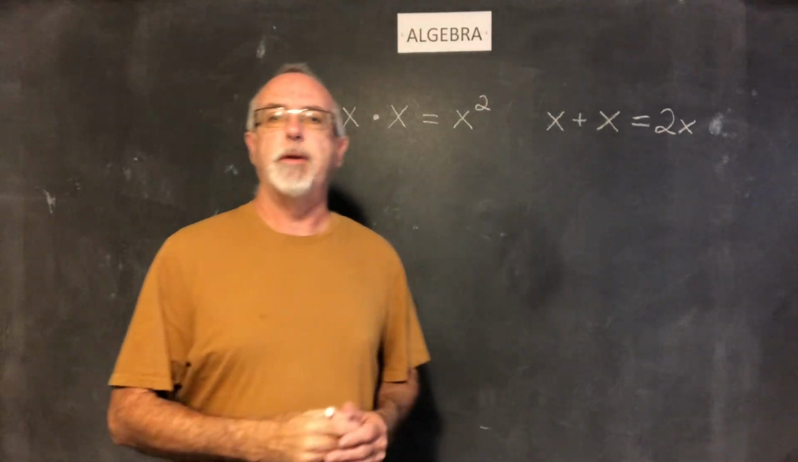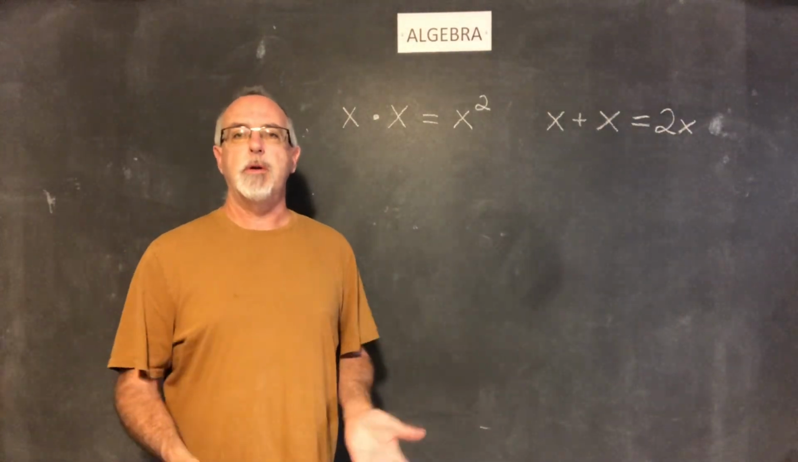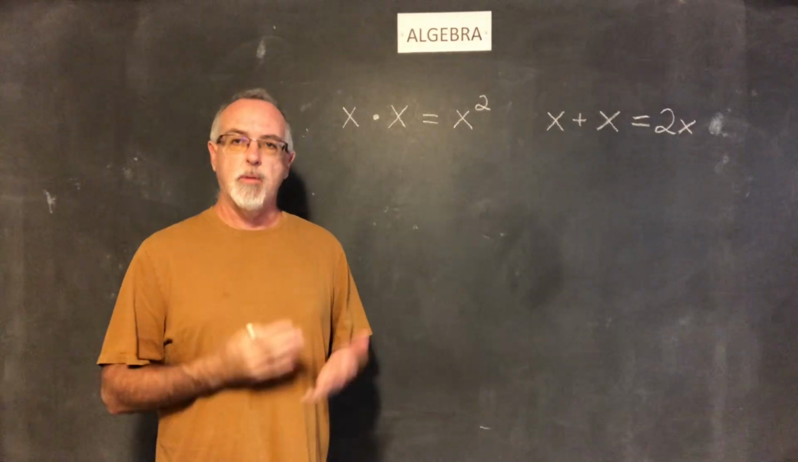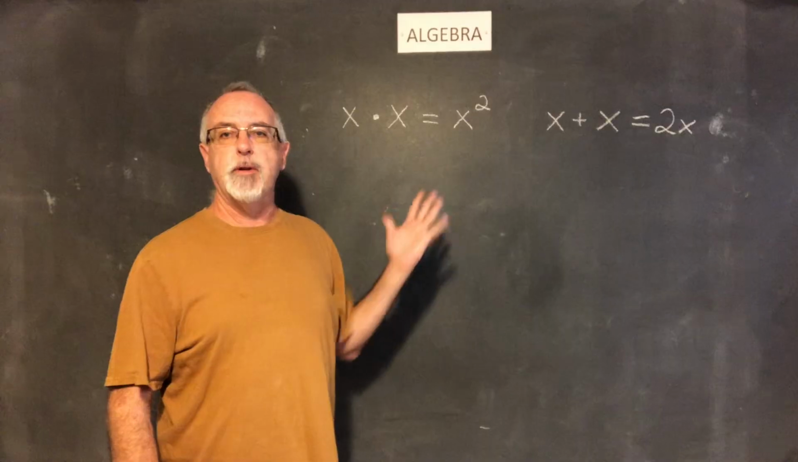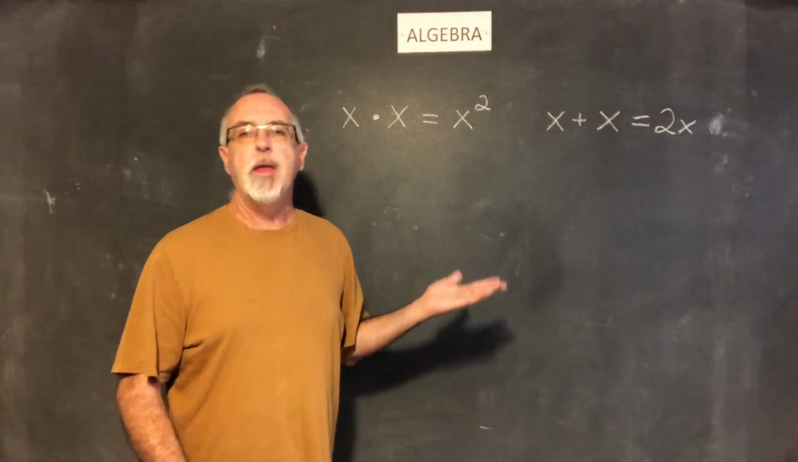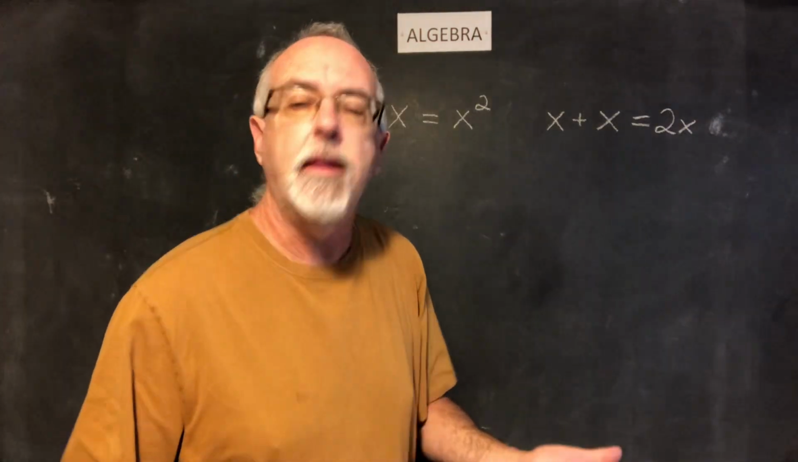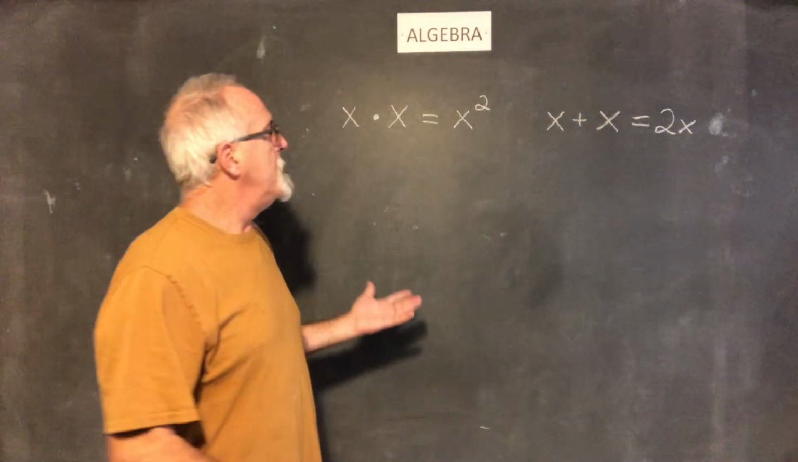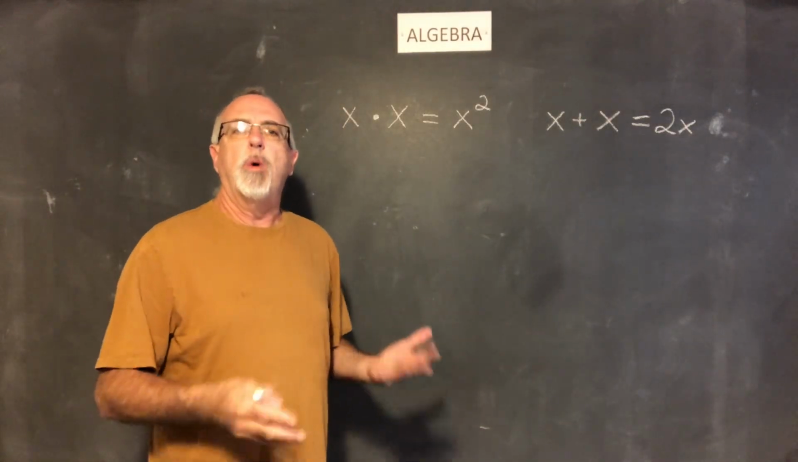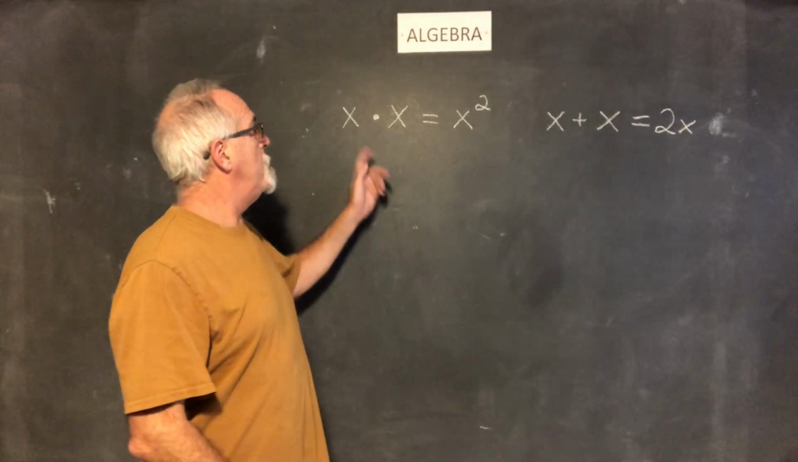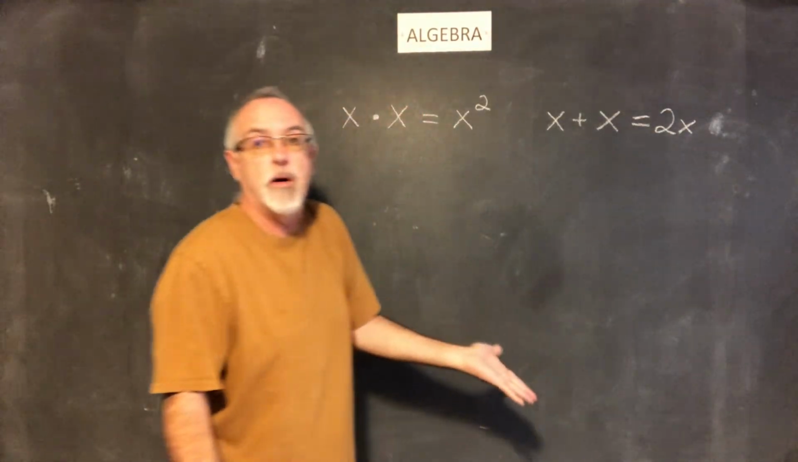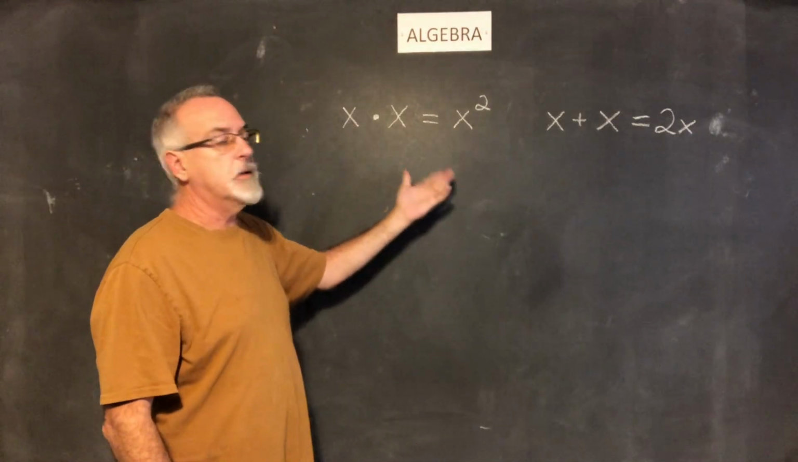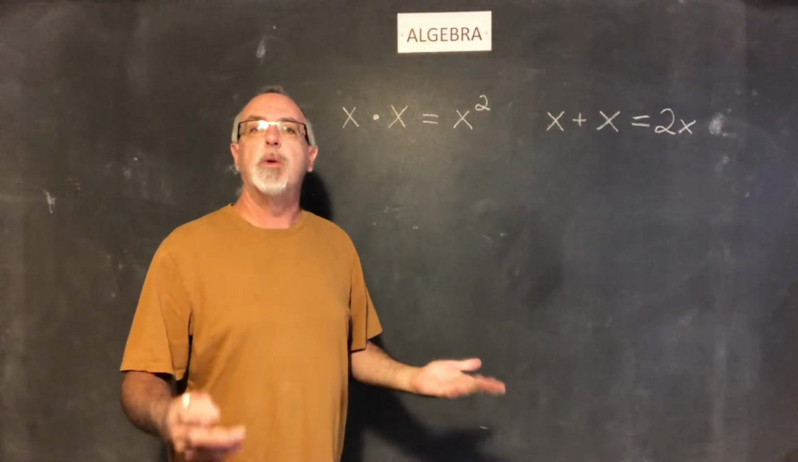Okay, this is a quick little video because a student sent an email asking a question about how we do these operations with variables. The student says they understand that there are rules, but they would like to understand a little better why the rules work the way they do. Why is x plus x equal to 2x and not x squared? Why is x times x equal to x squared and not 2x?